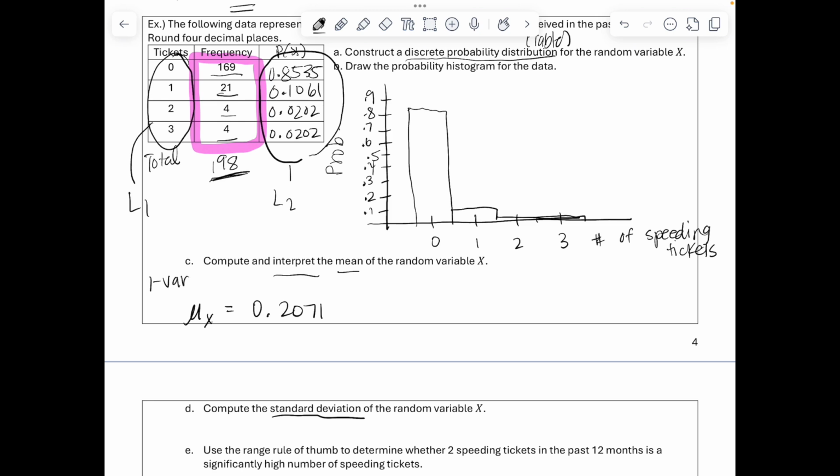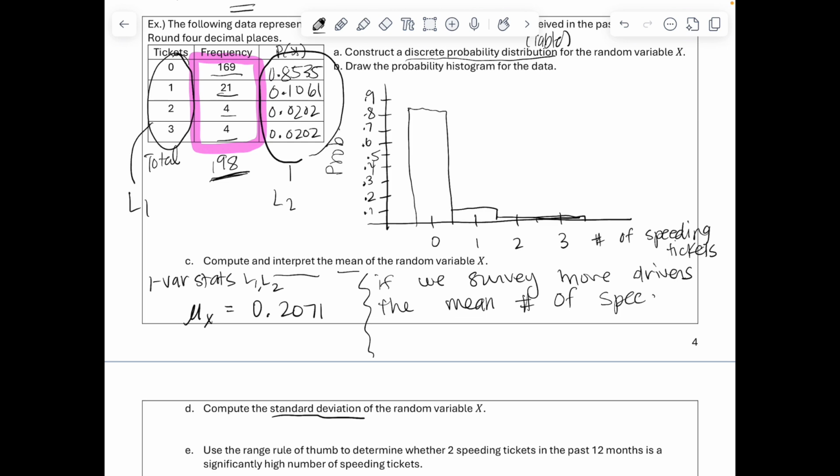And again, in order to get this, we did one var stats. And don't forget to write down L1, comma L2, which is telling the calculator to look at both of those columns. It does ask for us to interpret. And so to interpret this, it would be if we survey more drivers, the mean number of speeding tickets in the past 12 months would be 0.2071. And then also from our graphing calculator, we did get our standard deviation, which is 0.5708.